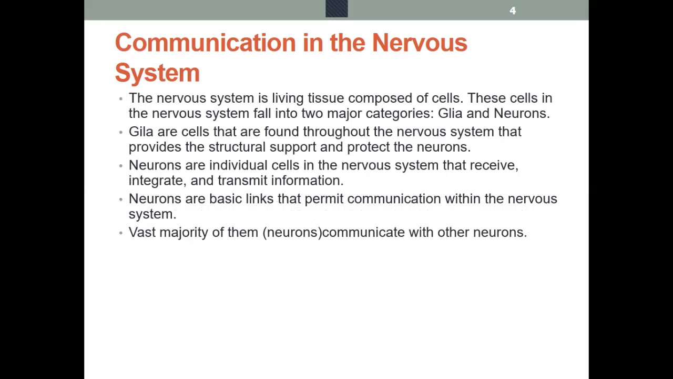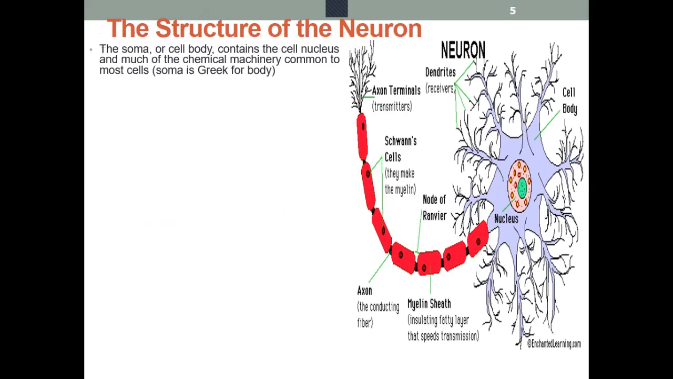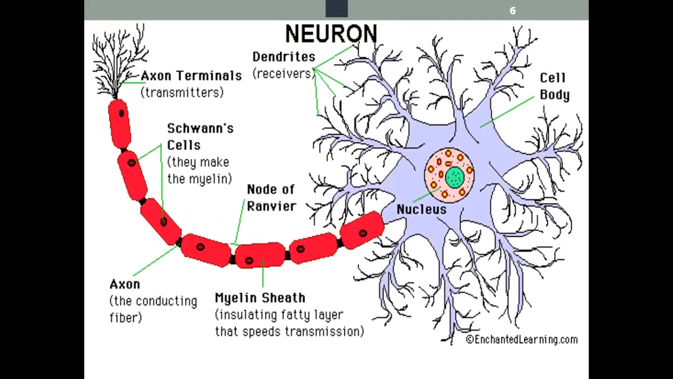Neurons are the basic links that permit communication within the nervous system. There are other cells as well which support the function of neurons in the body. This is the structure of a neuron. If you remember, we talked in detail about how information is collected from the offshoots of the neuron structure, which are called dendrites, how that information travels down the axon, and is released by the terminal boutons.